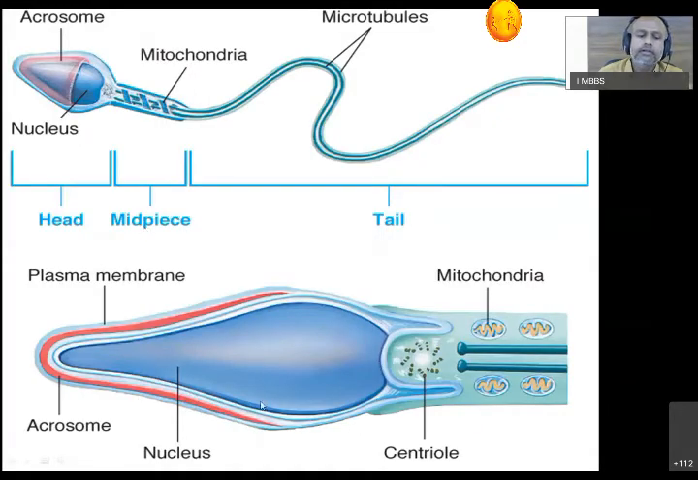Here, the acrosomal cap is red colored. This blue colored part is the condensed nucleus containing DNA, the centriole, and these are the microtubules that are forming the tail.